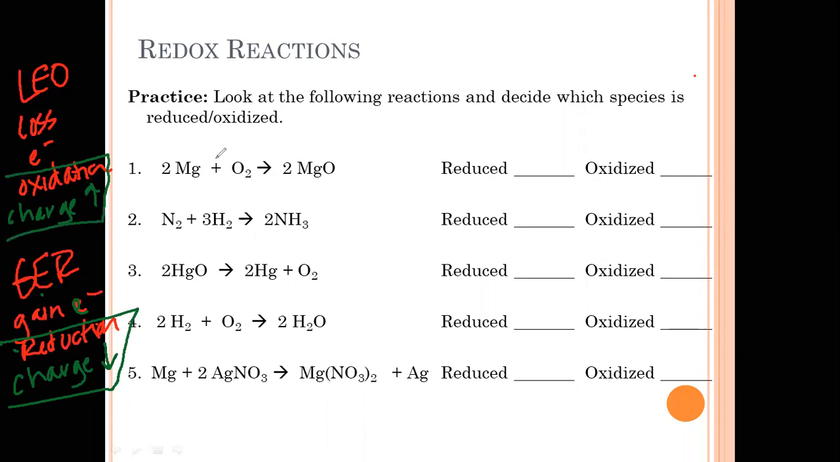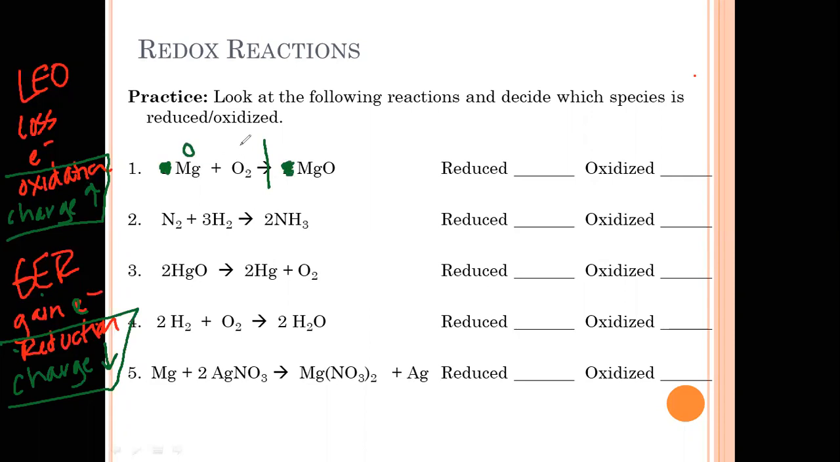Okay, so for this section, I'll do number 1 with you, and then I want you to pause the video and try to do the rest on your own. So if we're looking at the left side, we have magnesium. It's not combined with anything. I'm also going to ignore any coefficients, okay? So since this is a free element, that was the first thing we learned on day 1 of this unit. Free elements have an oxidation state of 0.